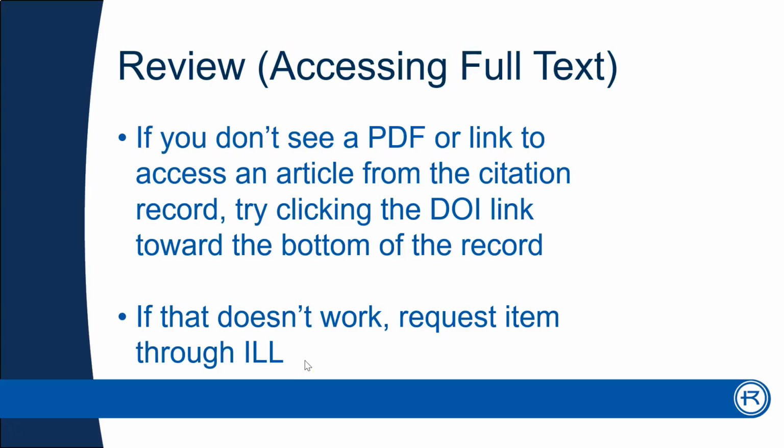So just to review the ways to access the full text of an article, you'll often see a link to either a PDF or another database to access the full text of an article from there. But if you don't see that, go ahead and open up the citation record in your search results and scroll down to close to the end of that citation record and click on the DOI link, which should take you to the publisher's website. And if it's an open access journal, you'll be able to read the article there. And if that doesn't work, you can always request the item through ILL.